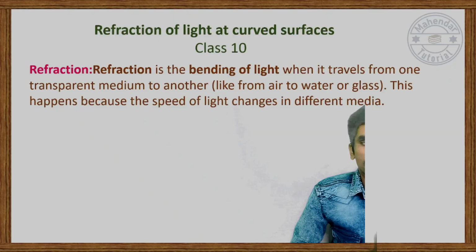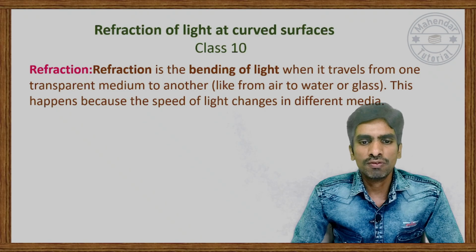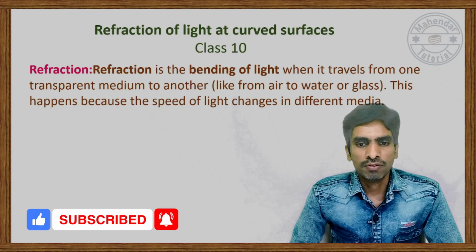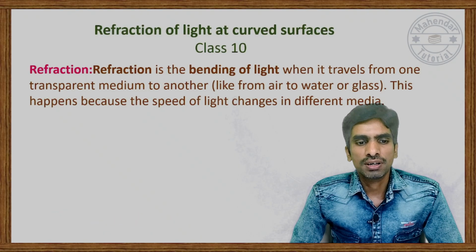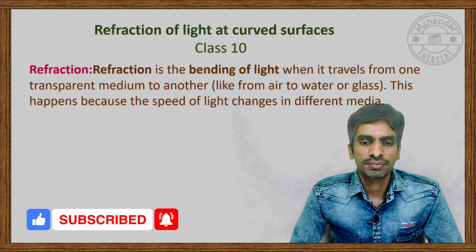Today I would like to explain about refraction of light at curved surfaces. What is refraction? Refraction is the bending of light when light travels from one transparent medium to another, like from air to water or glass. This happens because the speed of the light changes in different media.